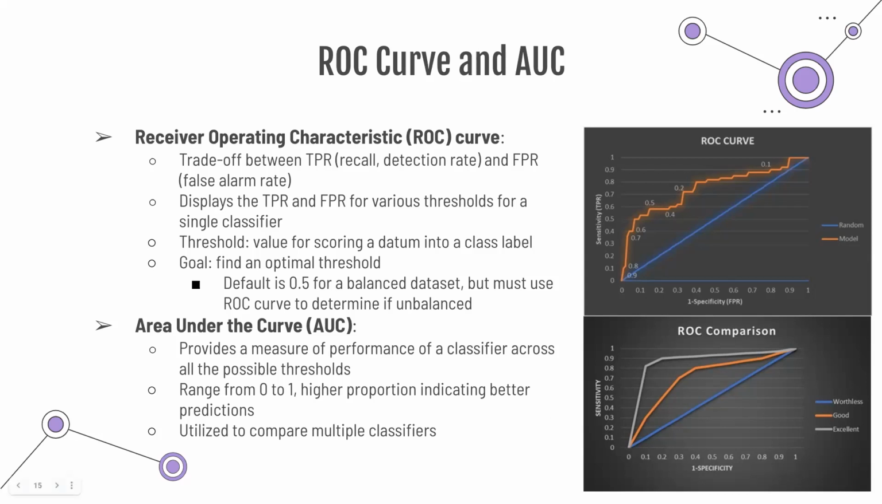Next up, to compare specific classifiers, you can use the area under the curve, called the AUC. This provides an aggregate measure of the performance of a classifier across all the possible thresholds. It ranges from 0 to 1, and a higher value indicates better predictions for that classifier. This is really useful because it has no units, and this allows you to compare multiple classifiers.